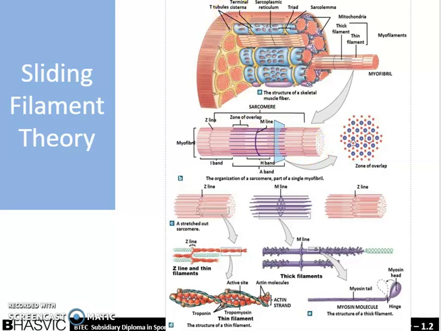The other protein that connects the Z lines to the thick filament to maintain the alignment, the M line, is the middle. The M line is the middle. These make the connections between the thick and the thin filaments.